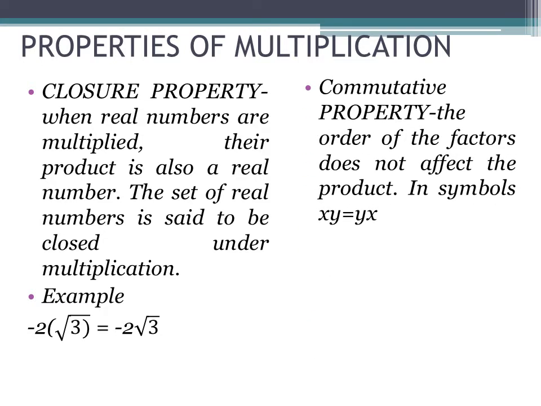So we have the commutative property of multiplication. The order of the factors does not affect the product. In symbols, x times y is equal to y times x. For example, we have 7 times negative 4 is equal to negative 28. So we can also have negative 4 times 7, which is still negative 28.